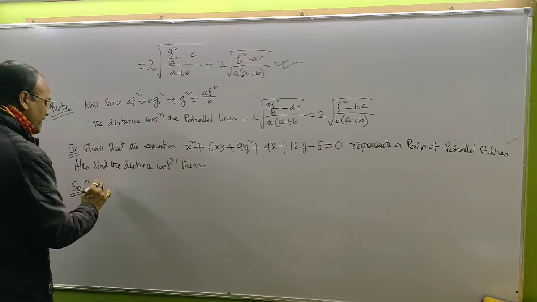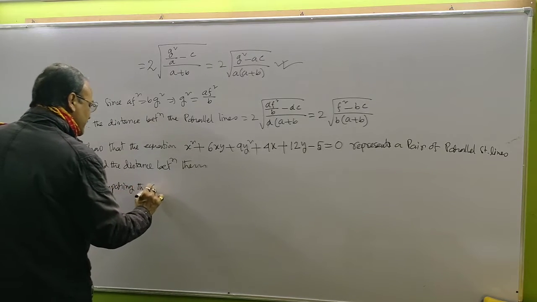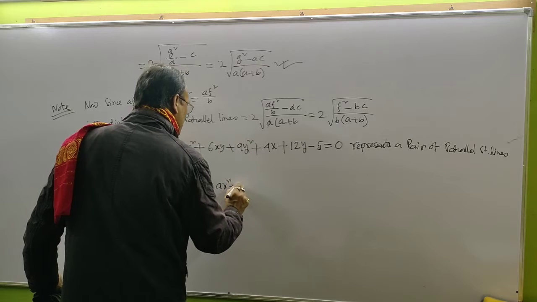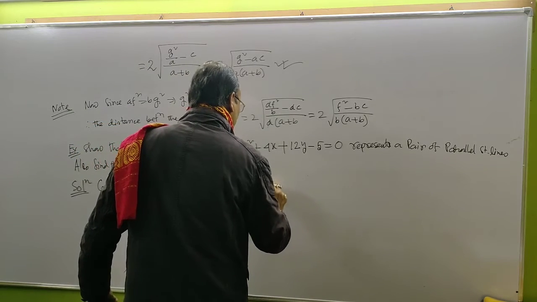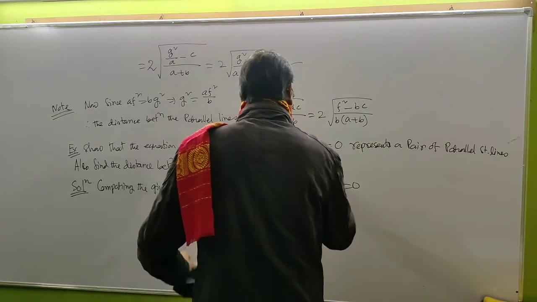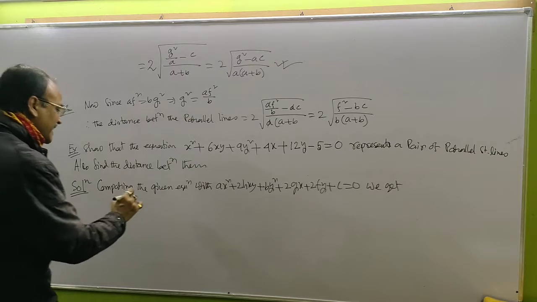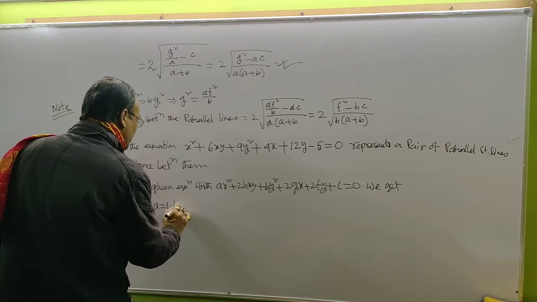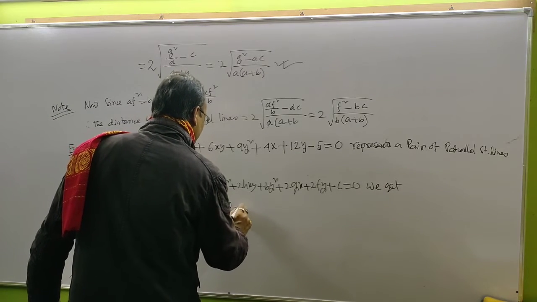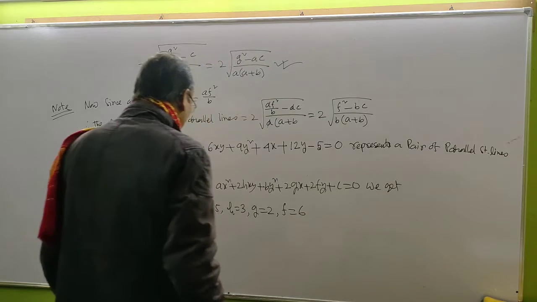Solution is like this. Comparing the given equation with ax square plus twice hxy plus by square plus twice gx plus twice fy plus c equal to 0, we get a equal to 1, b equal to 9, c equal to minus 5, h equal to 3, g equal to 2, f equal to 6.